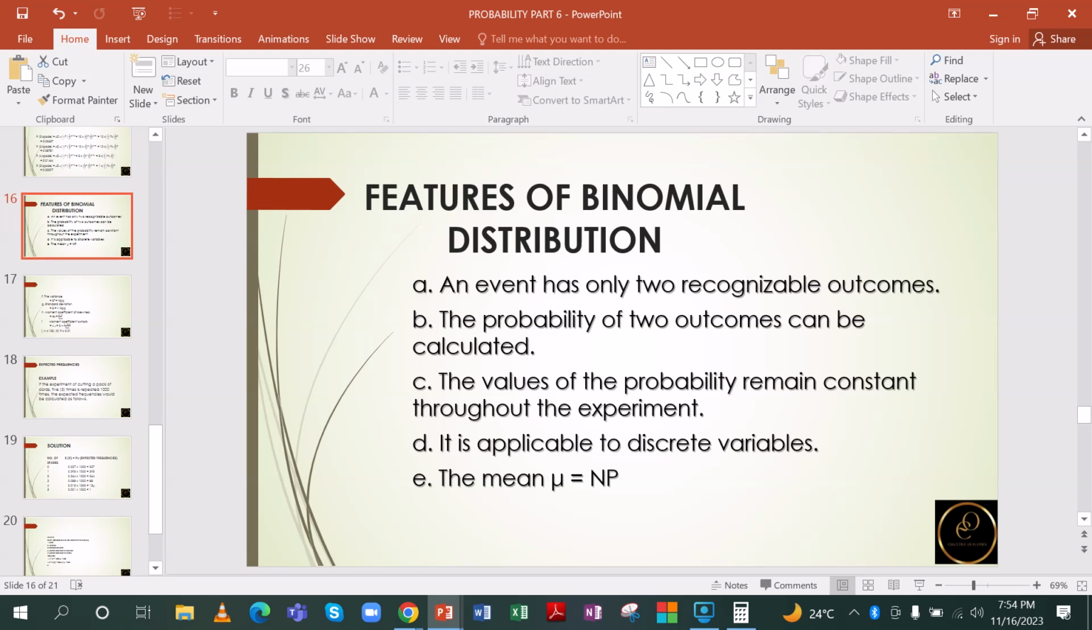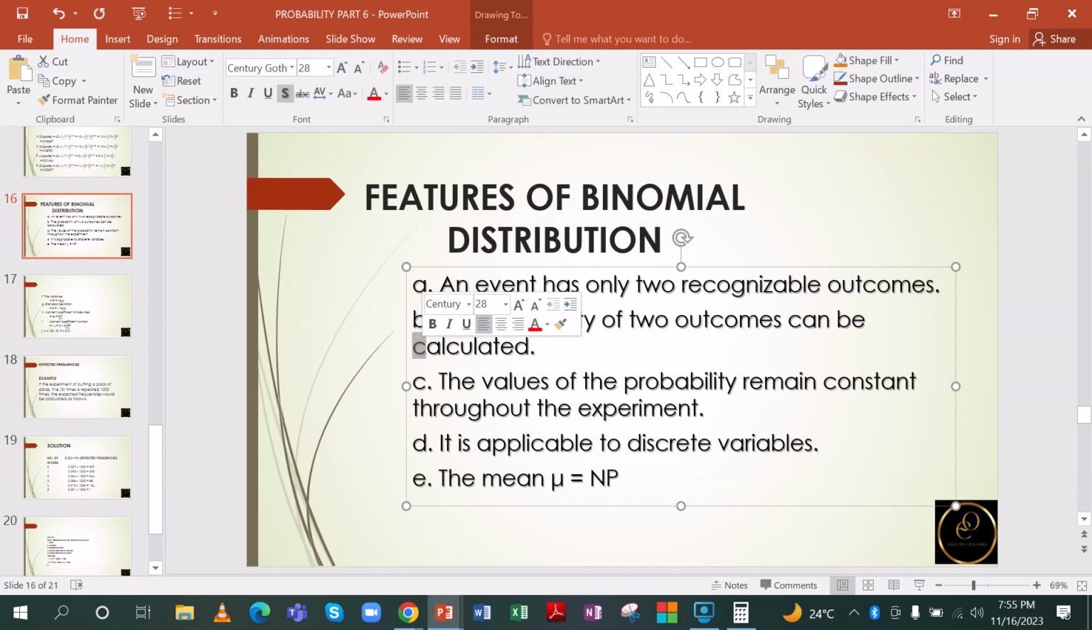The second one is that the probability of two outcomes can be calculated. So we saw that the probability of drawing a spade is 1/4. The probability of drawing a card which is not a spade is 3/4. So the probability of these two possible outcomes can be calculated. Then it's a binomial distribution problem. C. The values of the probability remain constant throughout the experiment. Okay, that's what you should know.